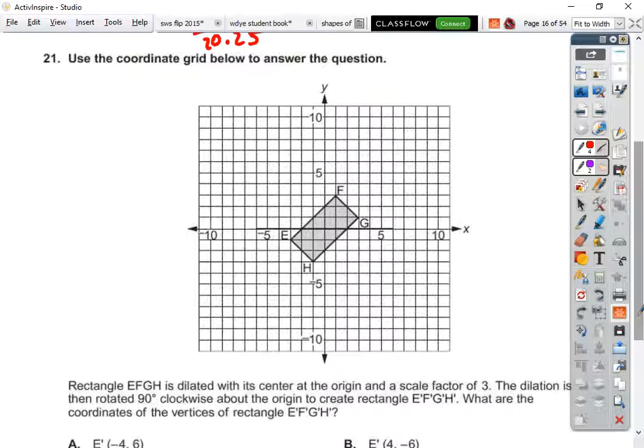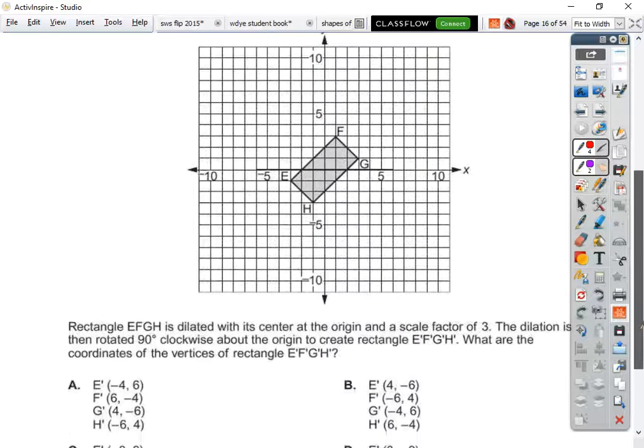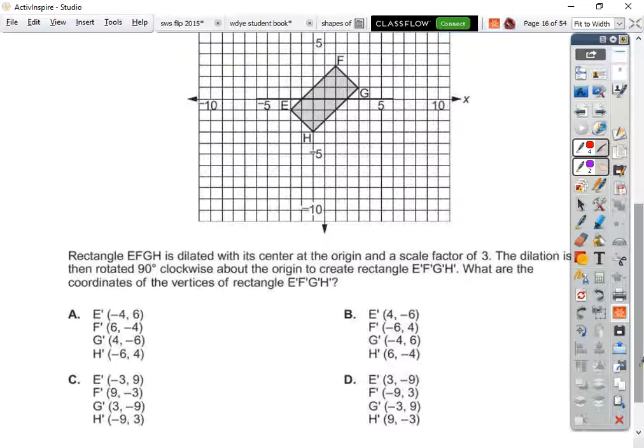All right, 21. We have another triangle and another transformation. All right, it's dilated this time. Now remember, dilation means it's going to get bigger, with its center at the origin. And the origin is right here.